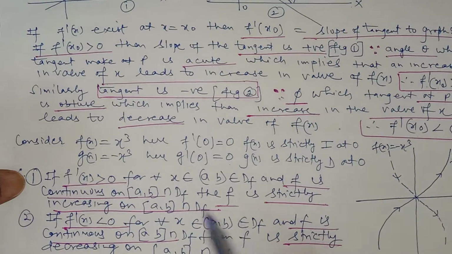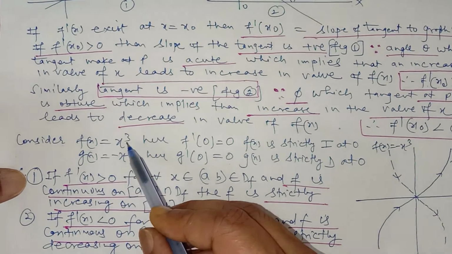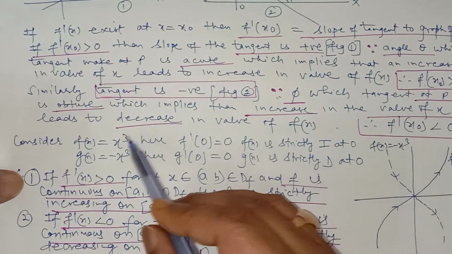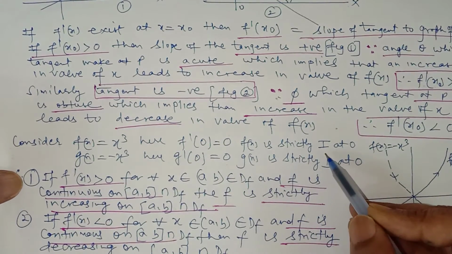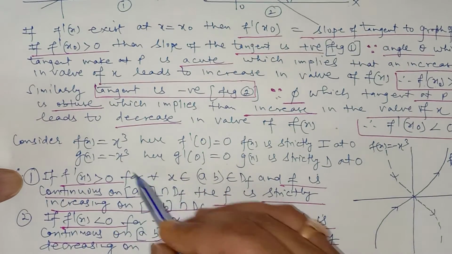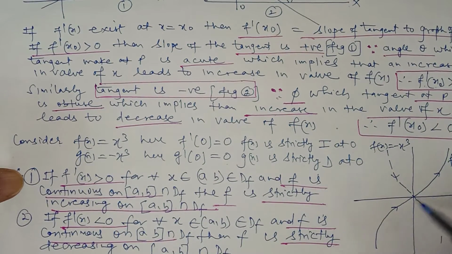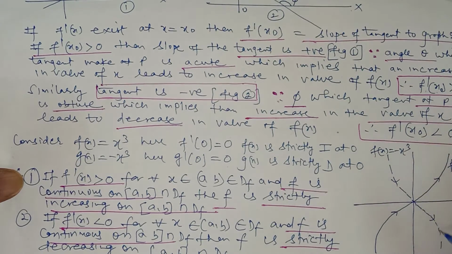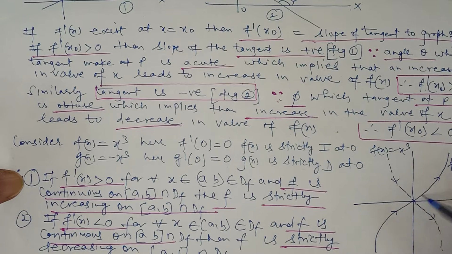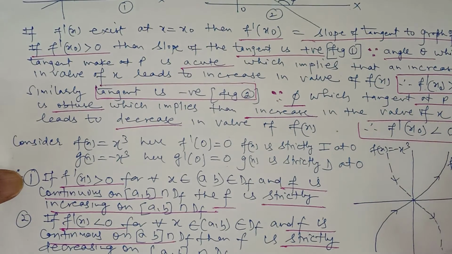Now let us take the two graphs, x cubed and minus x cubed. Its derivative f'(x) is 0 at 0, and g(x) is equal to x cubed. This is the graph of x cubed, and this is the graph of x minus x cubed. This is a strictly increasing function. This is a strictly decreasing function.